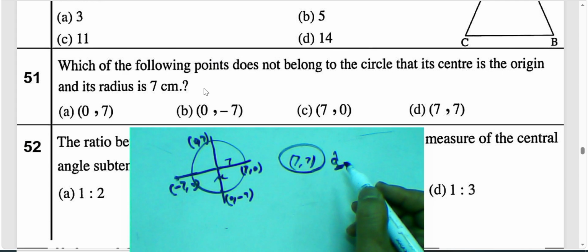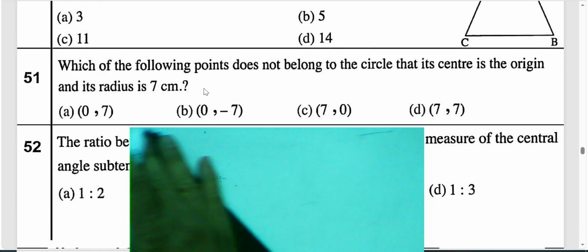Okay, the point (7, 7) doesn't belong to the circle whose center is the origin point and radius 7 centimeters. Choose letter D.